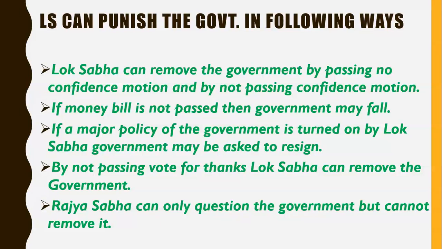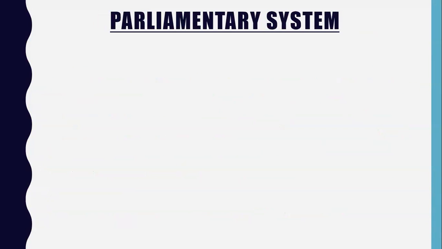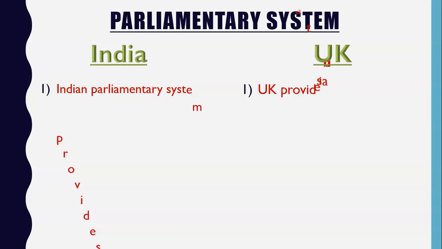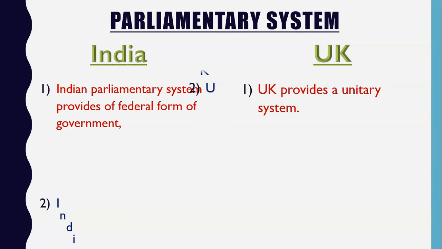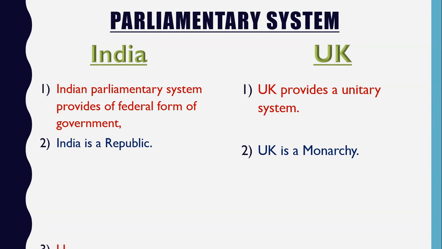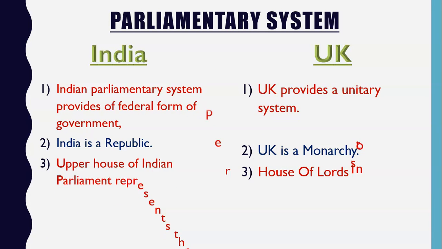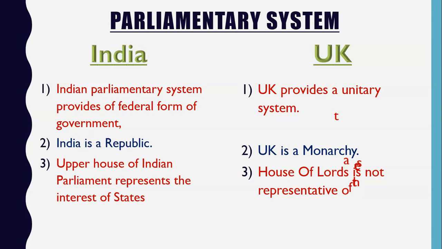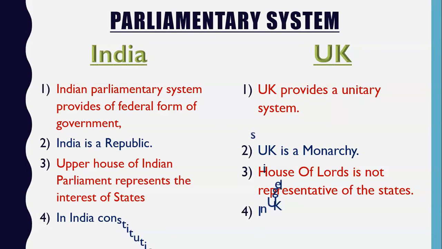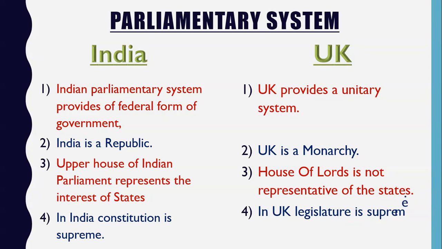Okay. Now friends, as I have told you, we have adopted the parliamentary system from UK. So it is our duty to compare the parliamentary system of UK and India. It can also be asked in your preliminary exam as well as mains exam. So now we will compare the parliamentary system of India and UK and what are the differences between the two. So friends, Indian parliamentary system provides a federal form of government.